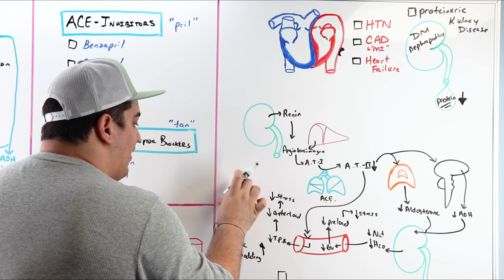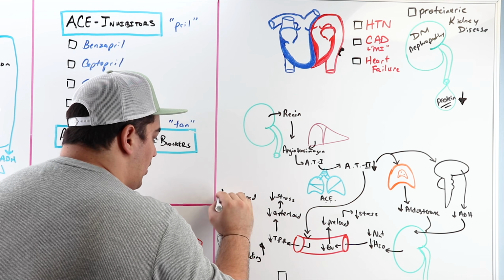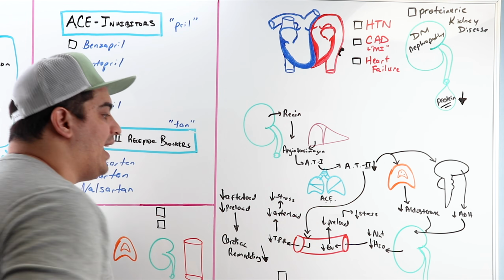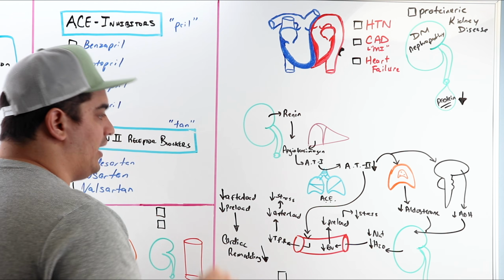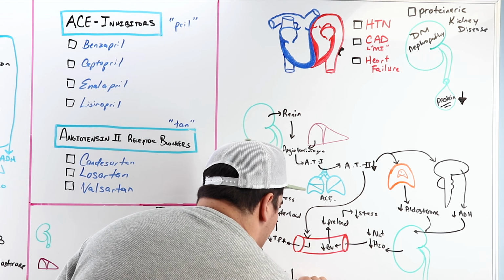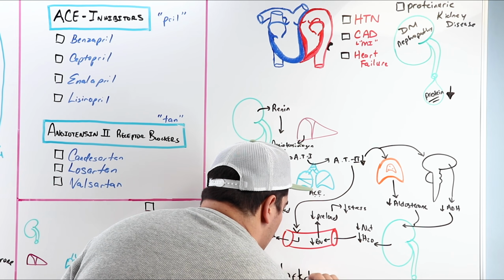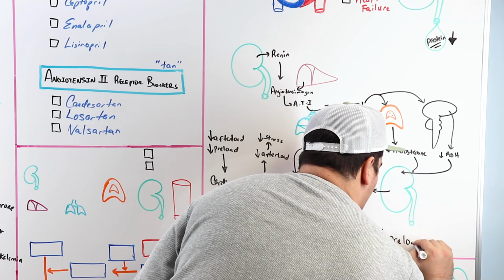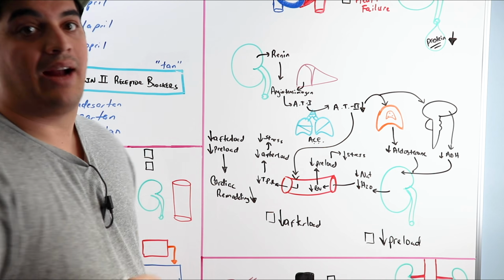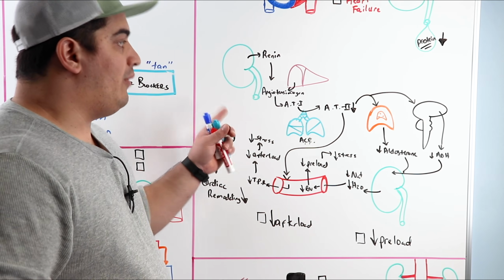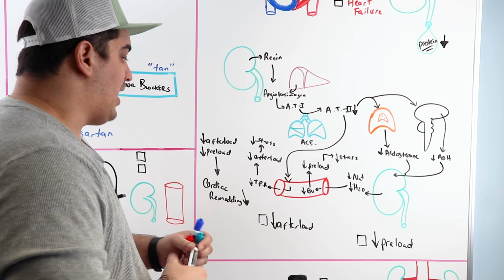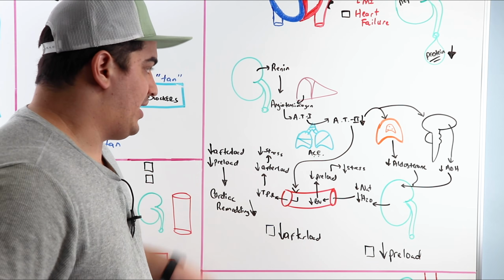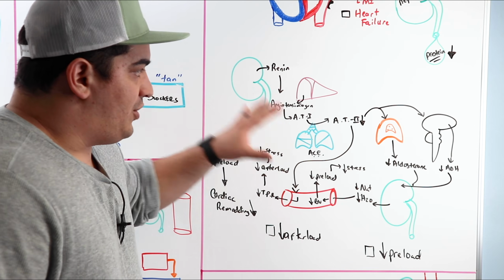If we decrease afterload and preload, what do we do? We decrease cardiac remodeling. So again, this is one of the beneficial things of ACE inhibitors and ARBs, is they decrease afterload and they decrease preload. And again, this goes hand in hand with cardiac remodeling. These are great for those who've had MIs because it helps to decrease a lot of the remodeling after there's been a myocardial infarction or someone who has chronic hypertension. These are the indications for ACE inhibitors and ARBs.